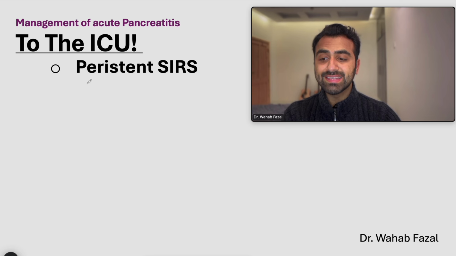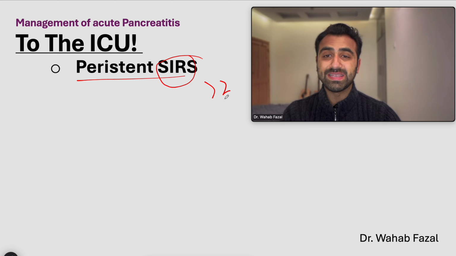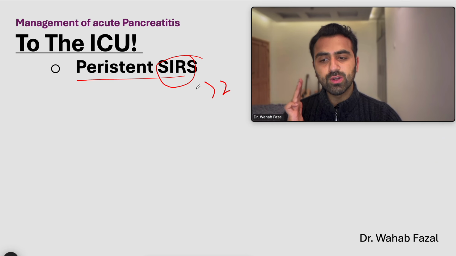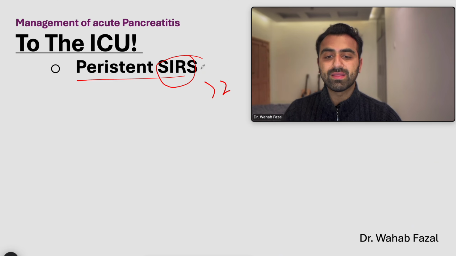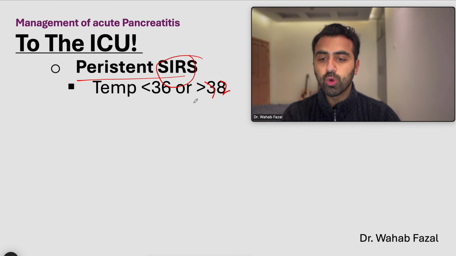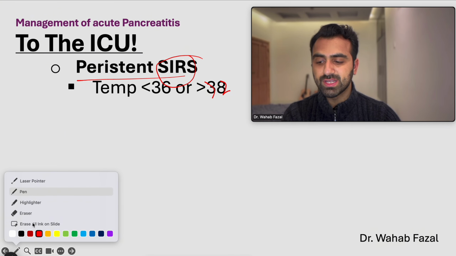If this patient is getting persistent SIRS, what is SIRS? SIRS greater than 2, which is systemic inflammatory response syndrome. Is this patient going into sepsis? If you have a concern that this patient might be going into sepsis, you want to think about getting them into the ICU because they might go into septic shock. So what are the systemic inflammatory response syndrome criteria?